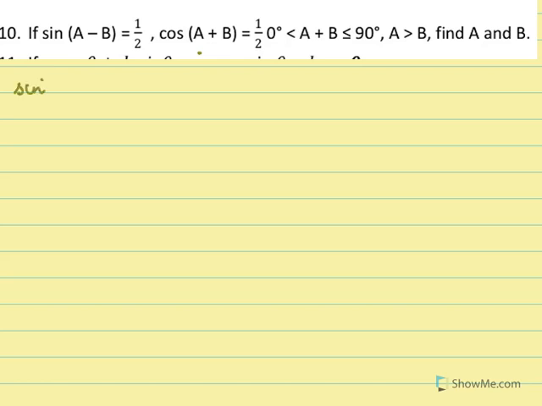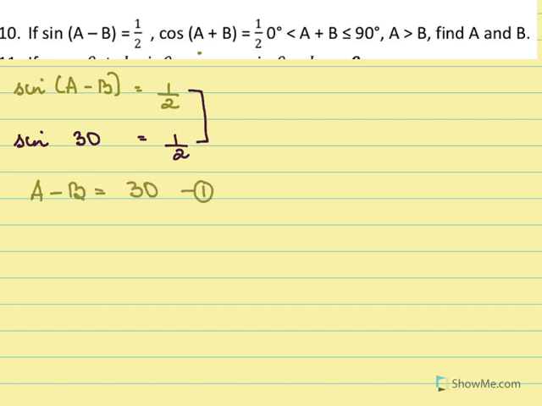Now it's given to us sine of A minus B equal to 1 by 2. If you go up to the table, we know sine of 30 equal to 1 by 2. So when we compare both these equations, I can now say that A minus B must be equal to 30. I'll put this as equation 1.